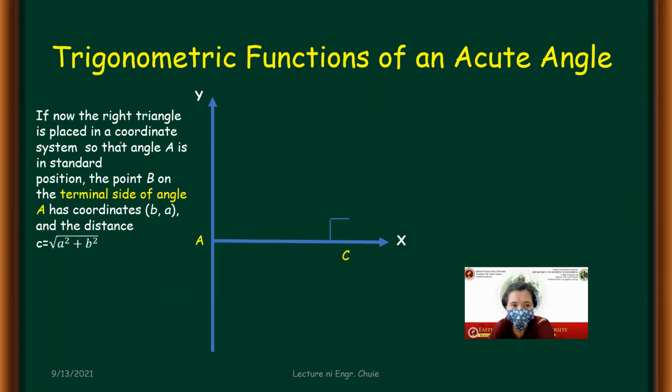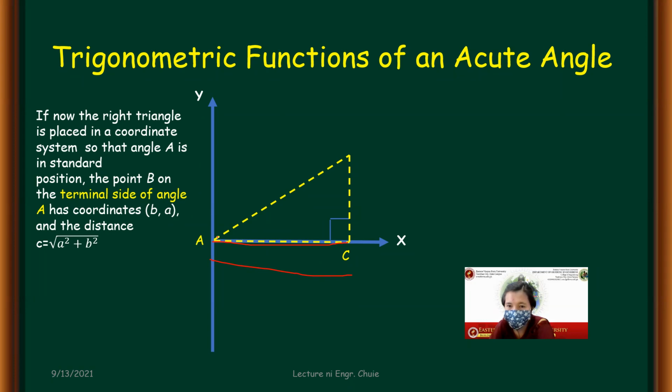The trigonometric functions we have if we draw a right triangle in the plane. So this is the coordinate plane. If we draw a right triangle in which the initial side is running from A to C, this is where our initial angle starts, from here to this line here. It's placed in a coordinate system so that angle A is in standard position.